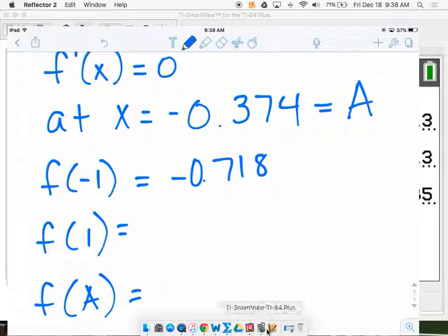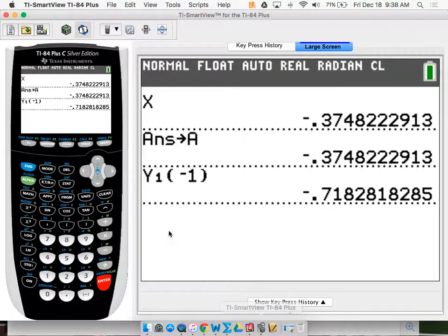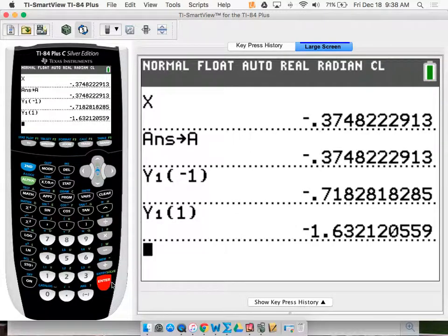All right, you're going to do the same thing again for 1. So if you just hit second, enter, it gives you the same thing back, and then you can just get rid of the negative, and then hit enter. Okay, so at 1, that gives me negative 1.632. So you're going to write that on your paper.